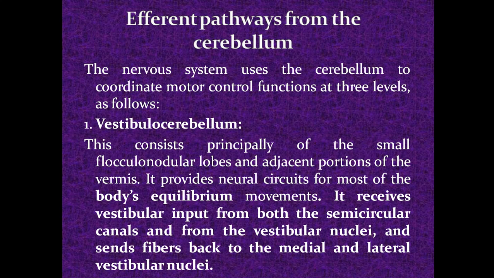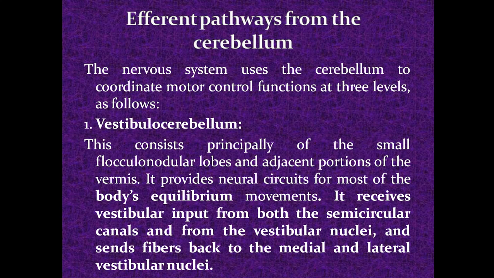Coming to the efferent pathway from the cerebellum. The nervous system uses the cerebellum to coordinate motor function at three levels. First, the vestibulocerebellum, and this is mainly the function of the small flocculonodular lobe. We saw it earlier, lying behind the posterior lobe in the cross section, and some adjacent portion of the vermis. It provides neural circuits for most of body equilibrium. Nearly everything called vestibular is mainly concerned with coordination and equilibrium.